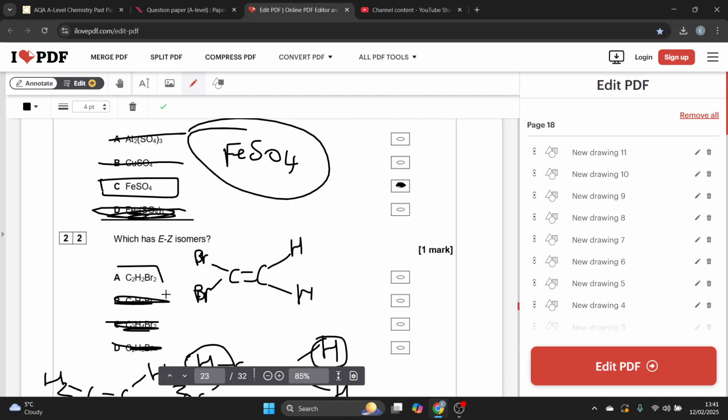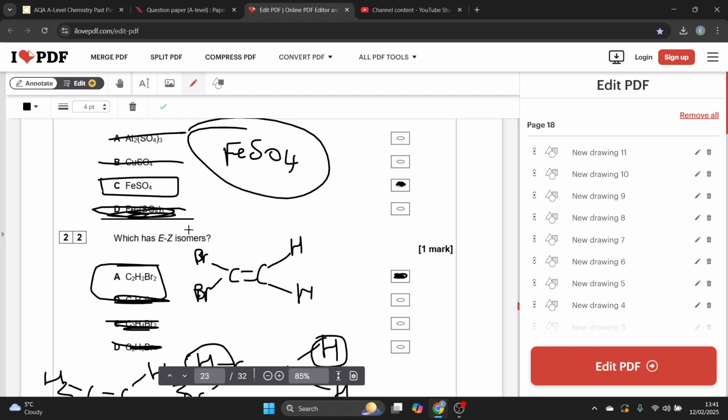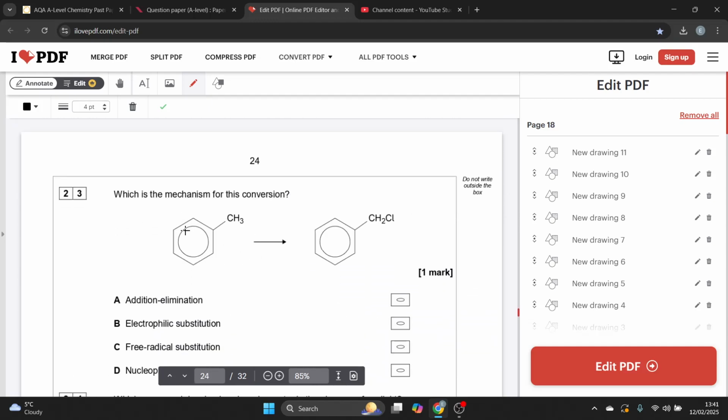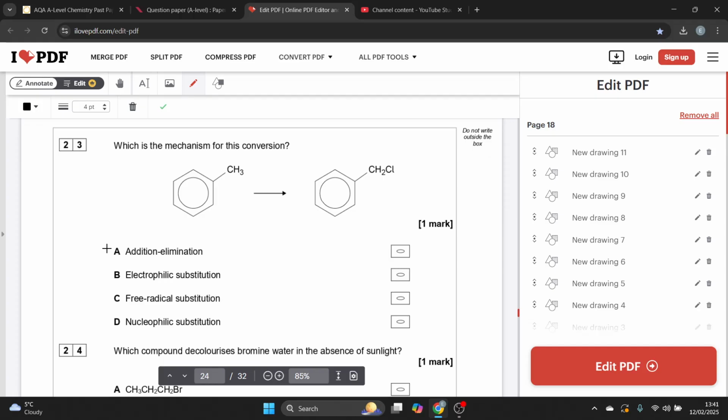Yeah, so that will have E-Z isomers. So 22A. Question 23, which is the mechanism for this conversion? Addition, elimination, definitely not, because then I'll end up with a double bond. Electrophilic substitution, no, that's with the NO2. I'd get an NO2 group. Free radical substitution, definitely, yeah. I've gone from CH3 to CH2Cl, so definitely free radical substitution, definitely not nucleophilic substitution.